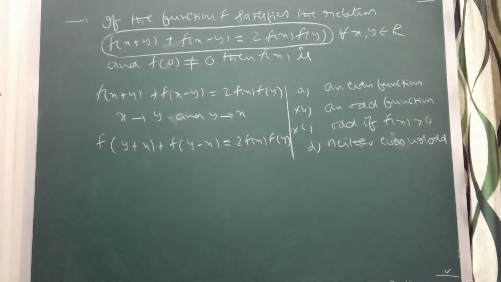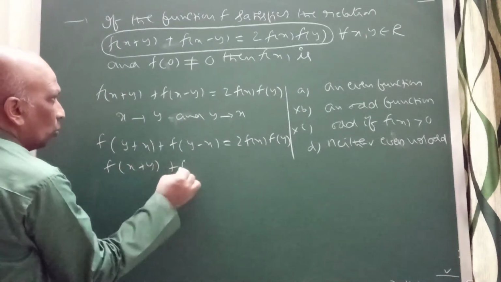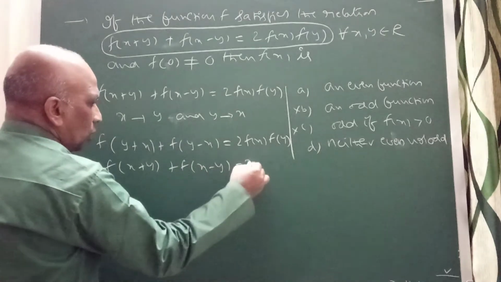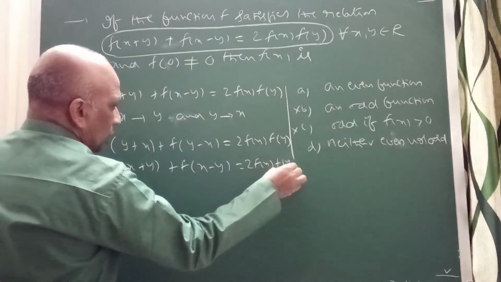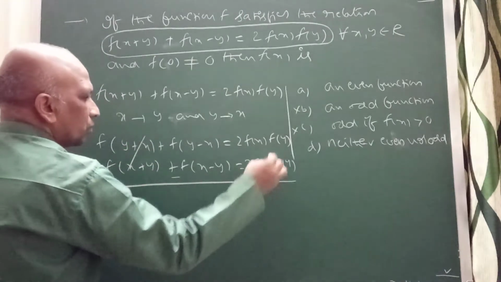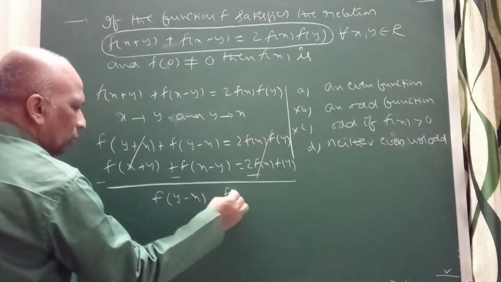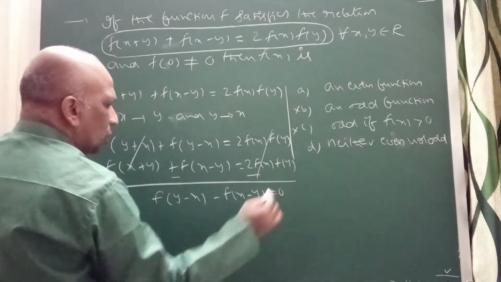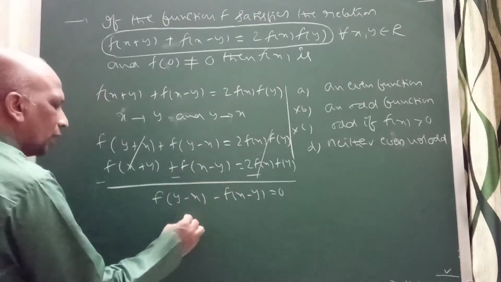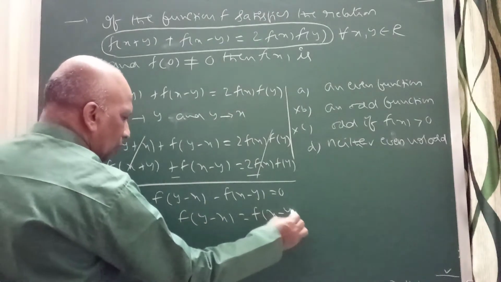So this is the equation. This is the given equation, right? f of x plus y plus f of x minus y equal to 2 into f of x into f of y. If you subtract this, I can eliminate, right? So you will get f of y minus x minus f of x minus y equal to 0, right? Transfer that side: f of y minus x equal to f of x minus y.